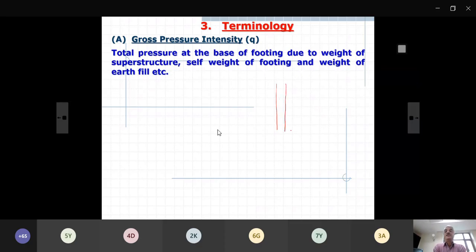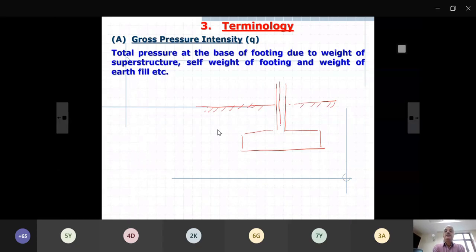If this is my footing, I'm talking about open footing. This is my ground level. Then some superimposed load is coming. Let us say this is live load or superimposed load, PS. Then there is dead load of this footing. Let us say that is PD. So here PS plus PD divided by width B, that will be one term.